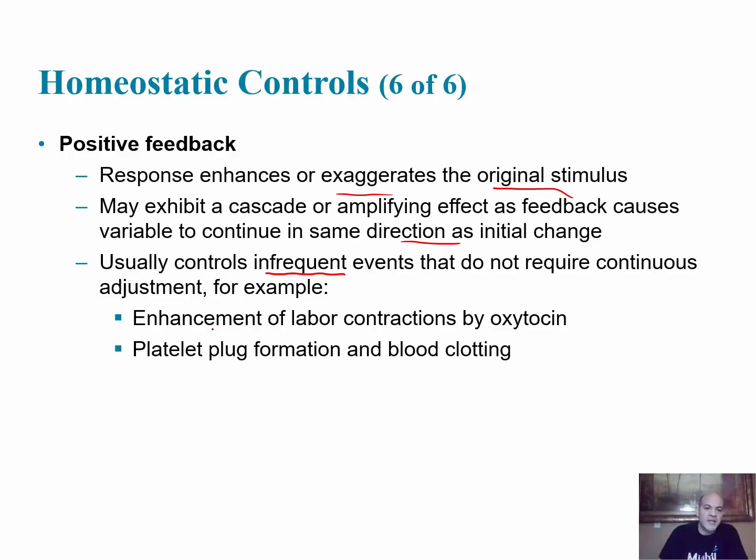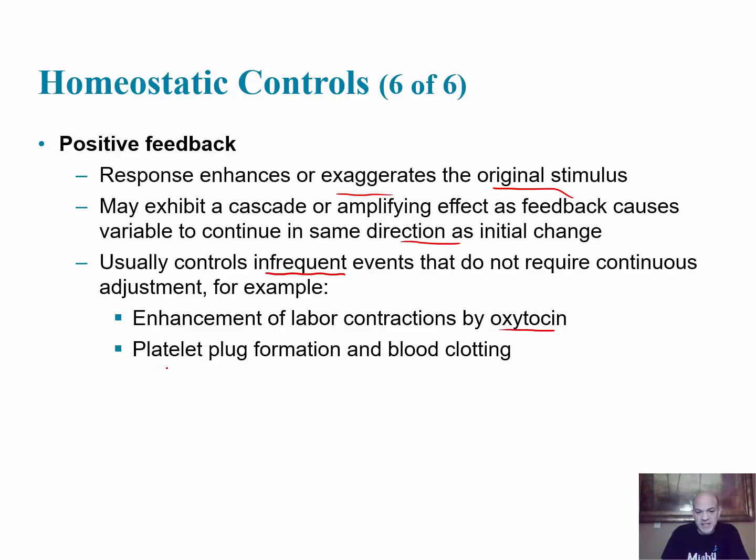For example, enhancement of labor contractions, and that's done by a hormone released in the brain called oxytocin in females. During labor, as the uterus contracts, it pushes on the fetus, and the fetus head pushes on the cervix, and then that sends information back to the brain to release more oxytocin, which is released through the blood, goes to the uterus, gets the uterus to contract more, and the frequency increases. So the time between contractions becomes shorter and shorter and shorter. So this is an example of positive feedback.